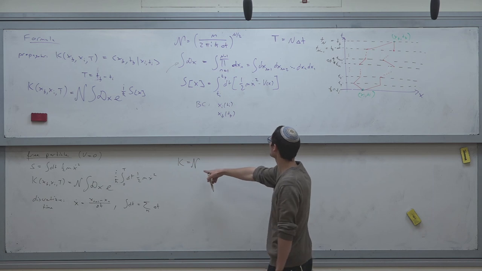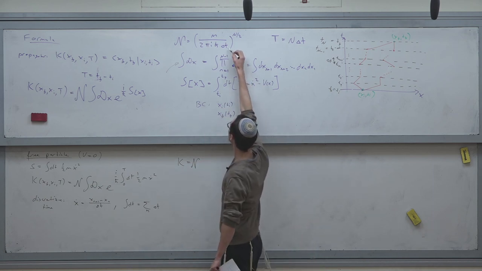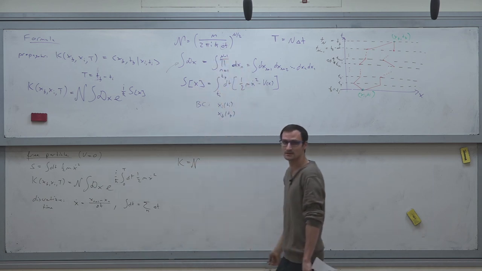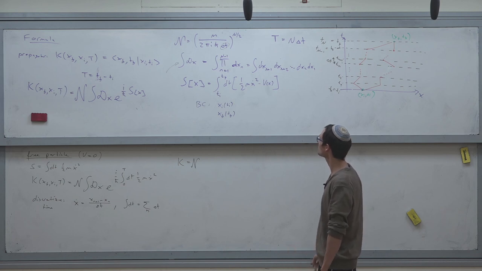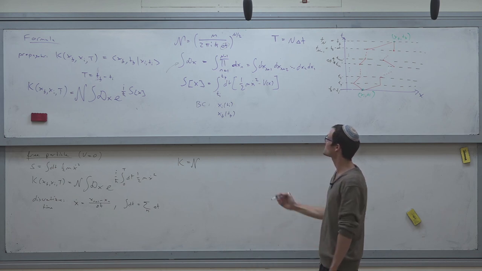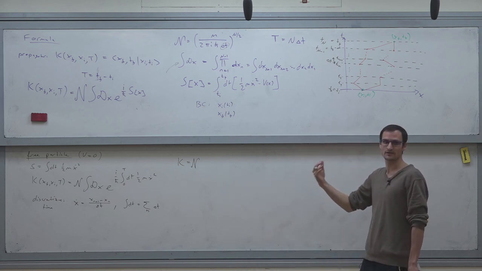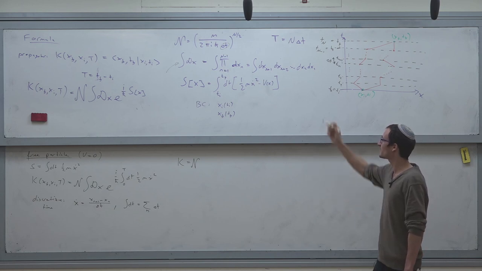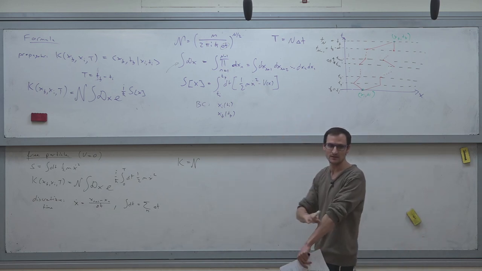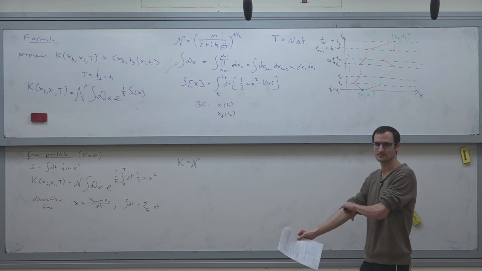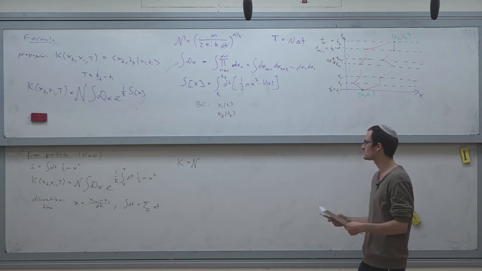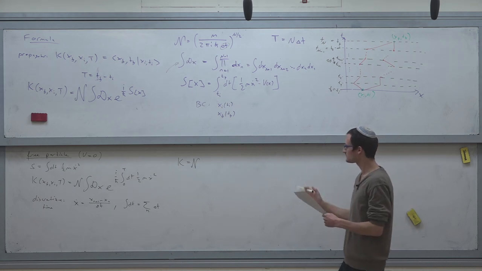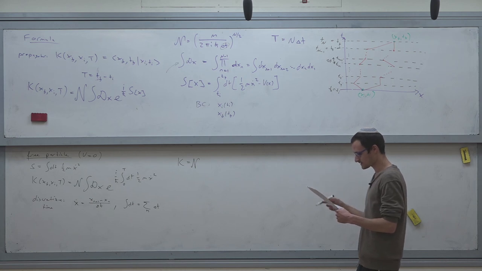Now the propagator is equal to the normalization constant. Remember also the normalization constant has delta t in it, so that's okay. We're going to hopefully be able to cancel them in the end. Obviously, the final solution cannot depend on delta t or on capital N. Otherwise, we have a problem, right? Because it's our choice how big we make this discretization.